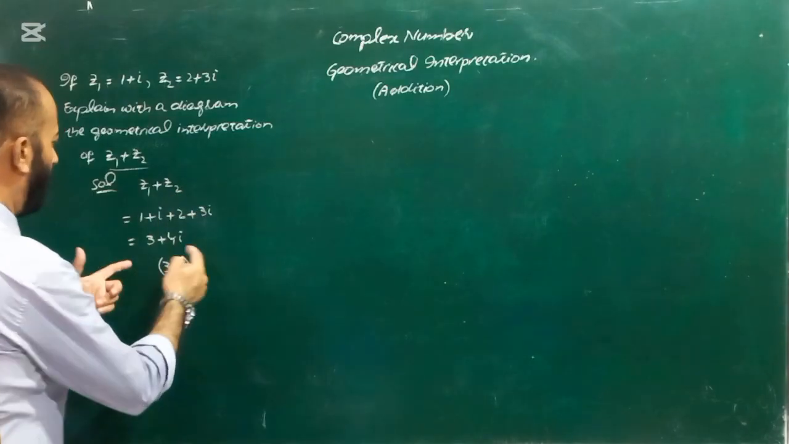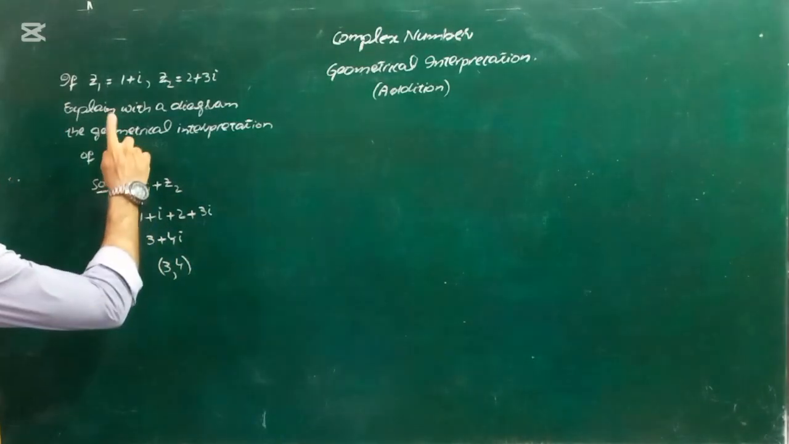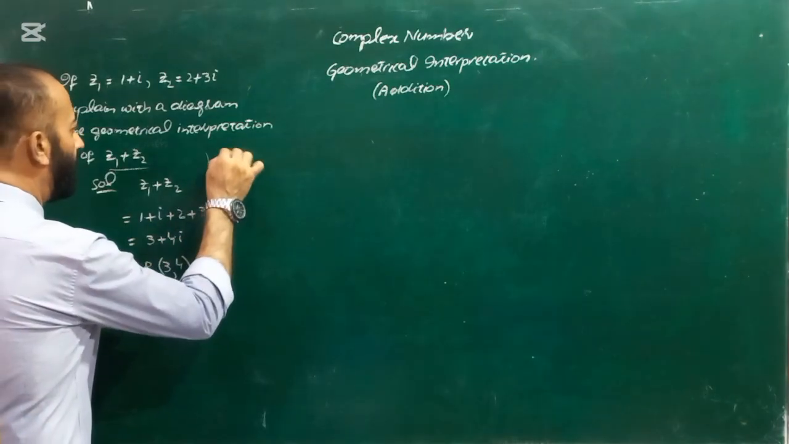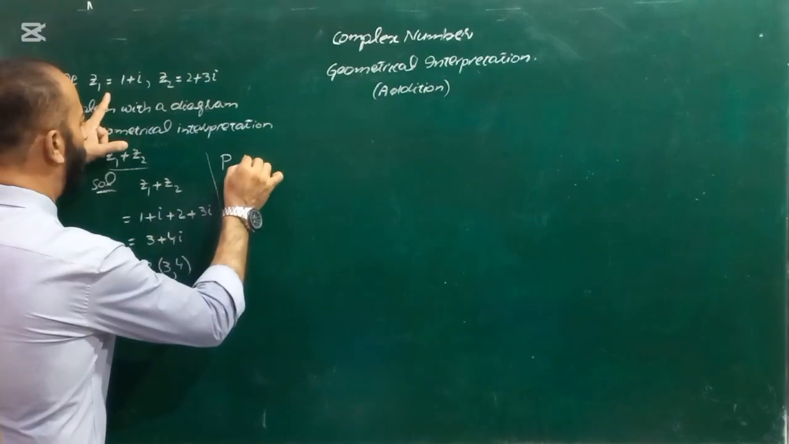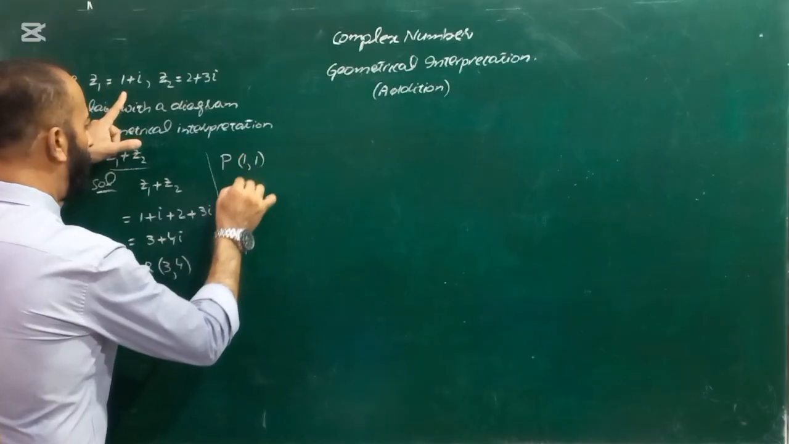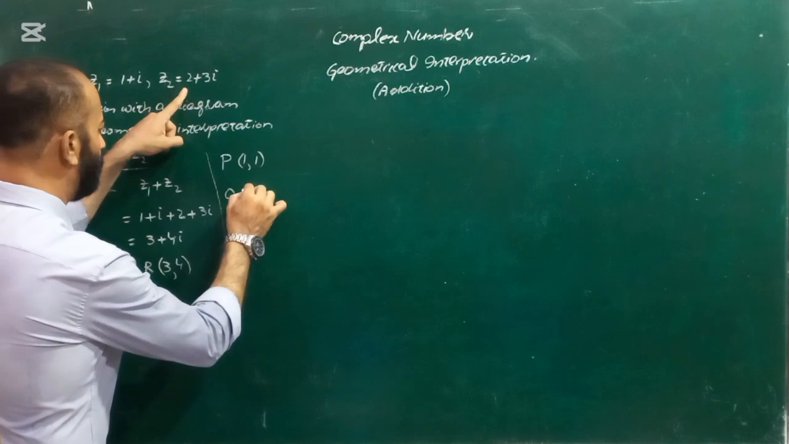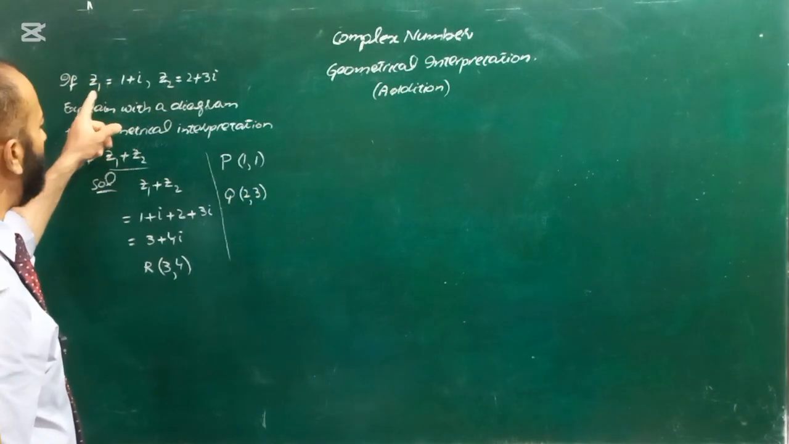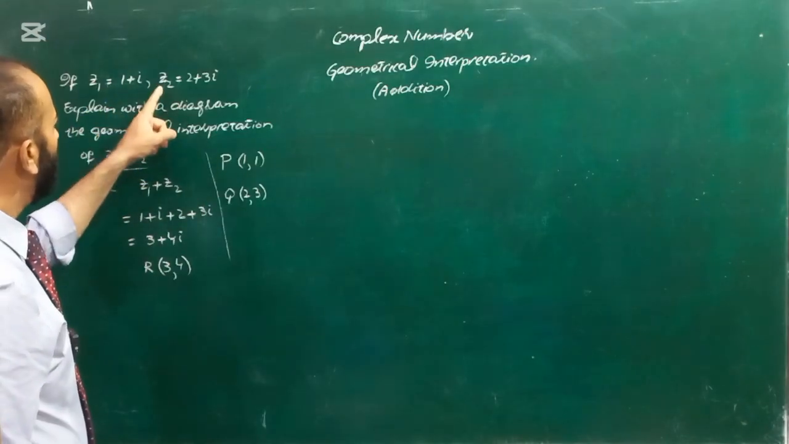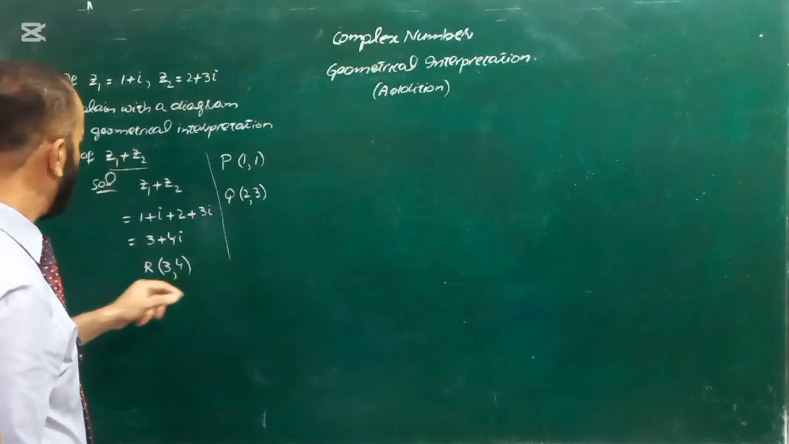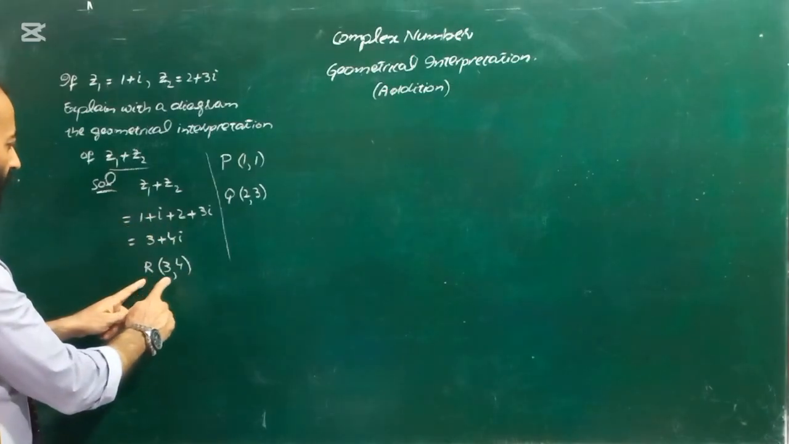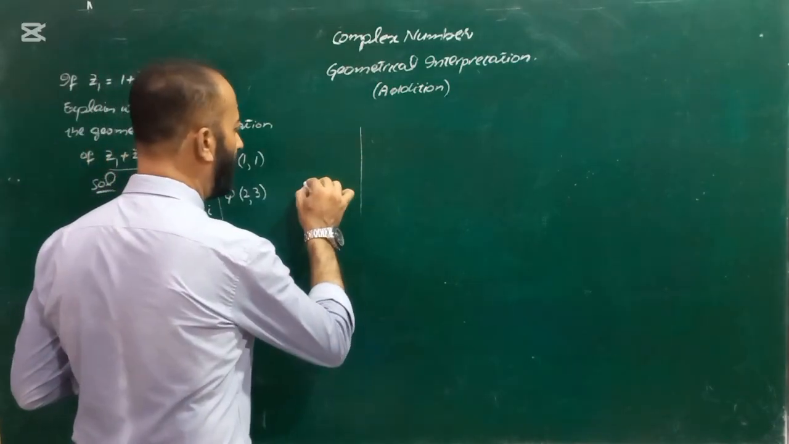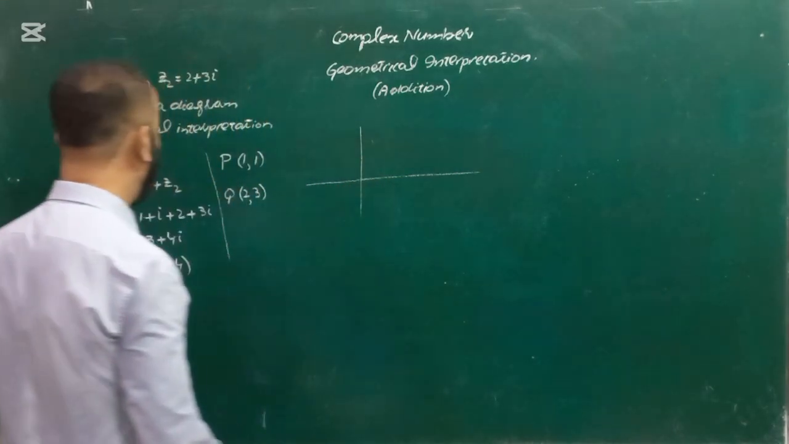And okay, if we call it P, Q and R, where P is Z1, that is (1, 1), and Q is Z2, that is (2, 3). So we are representing Z1 with P, that is (1, 1), Z2 with Q, that is (2, 3), and Z1 plus Z2 with R, that is (3, 4). So look now, this we have to draw on the diagram.